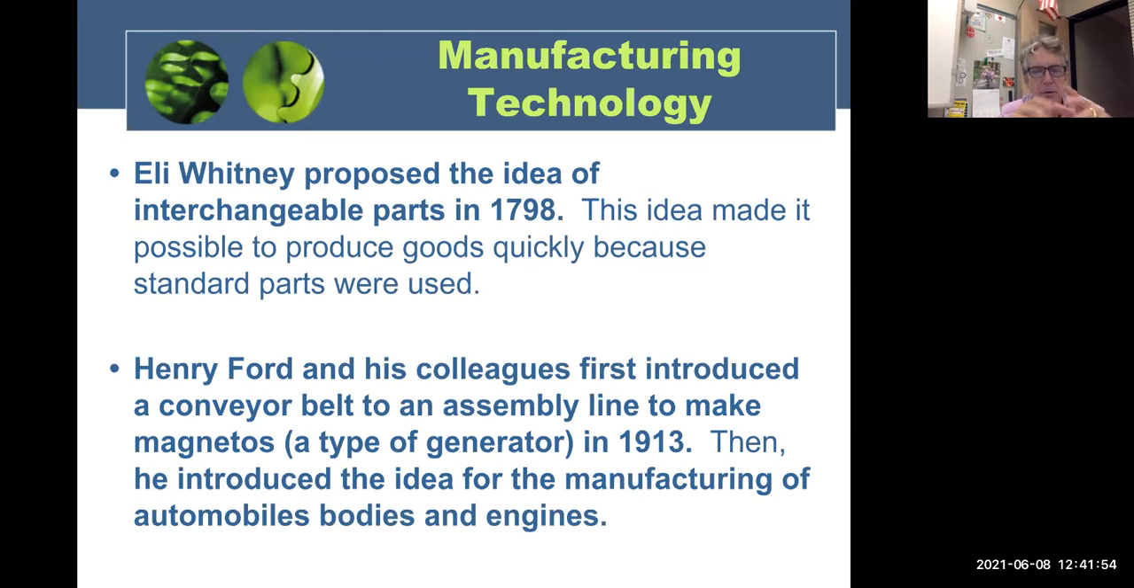Eli Whitney proposed the idea of interchangeable parts in 1798. This idea made it possible to produce goods quickly because standard parts were used. Henry Ford and his colleagues first introduced a conveyor belt to an assembly line to make magnetos, a type of generator, in 1913. A magneto is just like what we were looking at in electrical energy. It is a coil with a rotating wire in it, right? That rotating wire is picking up electrons and generating electricity, all right? Then he introduced the idea of manufacturing of automobile bodies and engines.